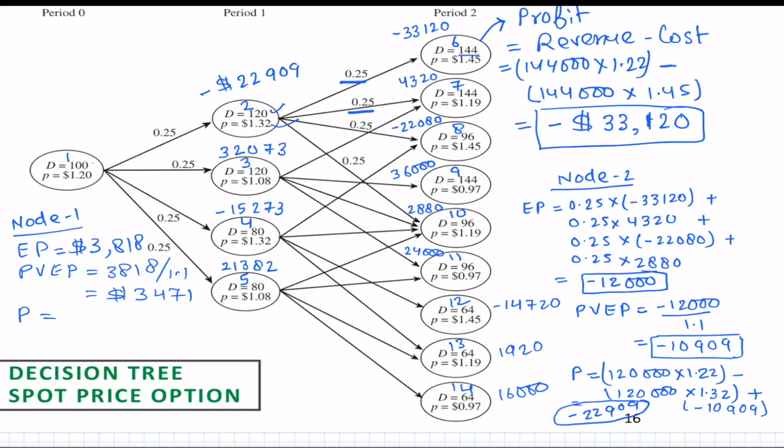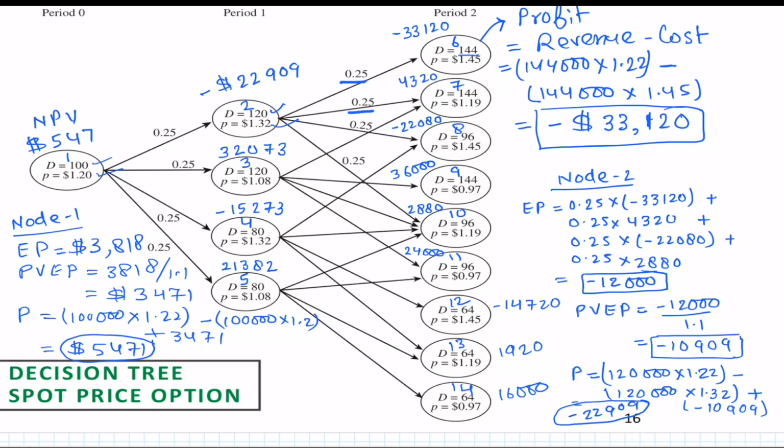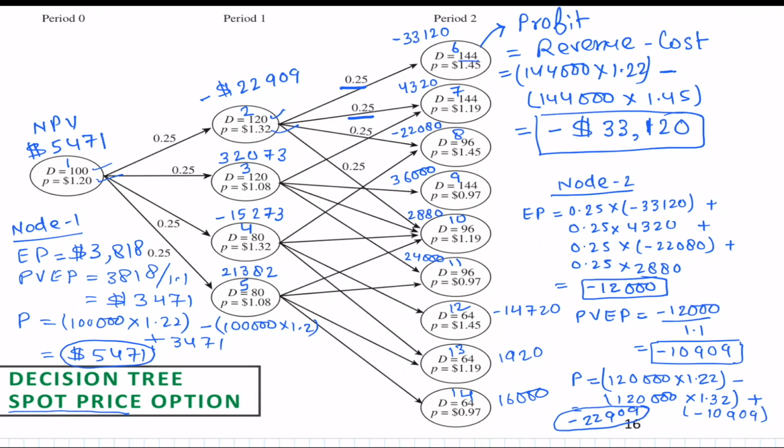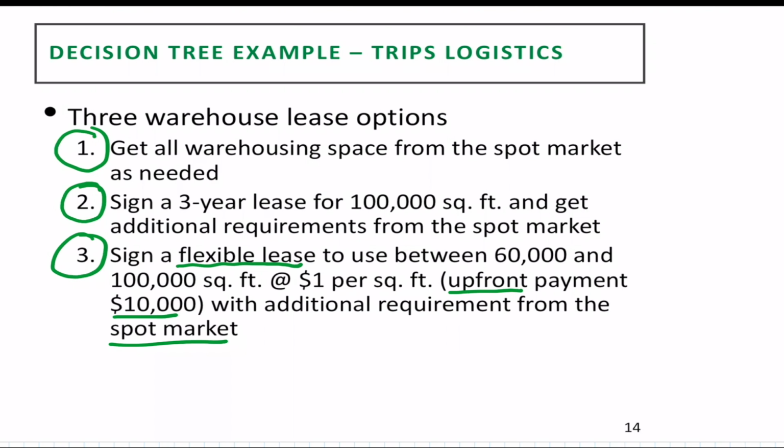Now we have 100,000 items, so revenue will be, minus the cost. The price here is 1.2, plus the 3,471 that we got. So this will give us 5,471. So we can say the net present value in this case is 5,471. So this was the spot price option. Let's write this next to the decision.